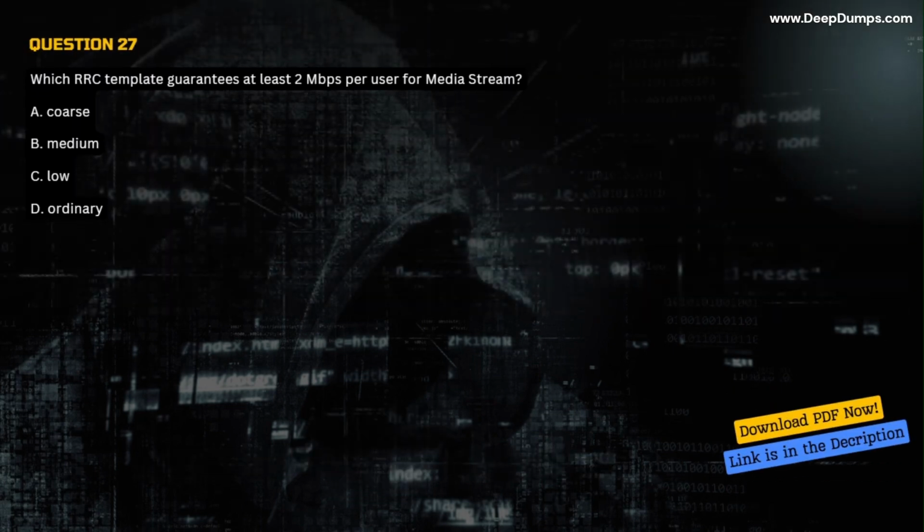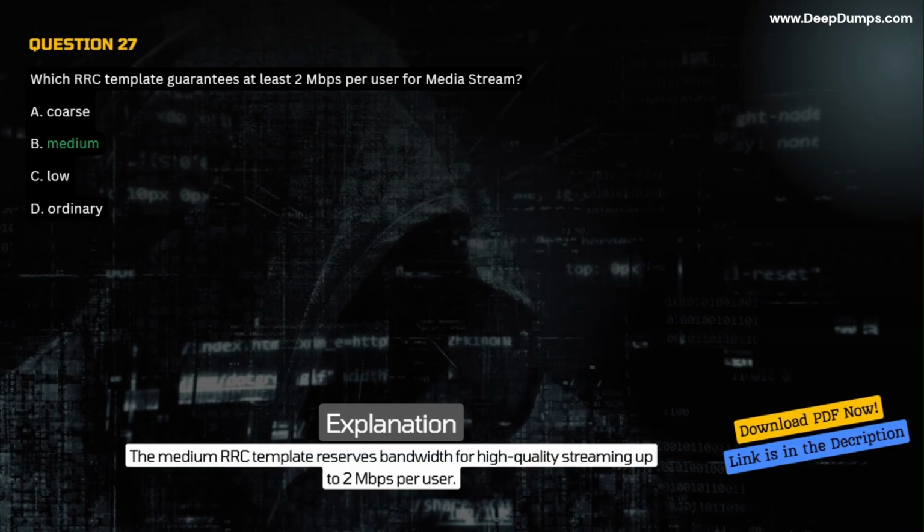Question 27. Which RRC template guarantees at least 2 megabits per second per user for media stream? A. Coarse. B. Medium. C. Low. D. Ordinary. Correct answer B. Medium. Explanation. The medium RRC template reserves bandwidth for high-quality streaming up to 2 megabits per second per user.